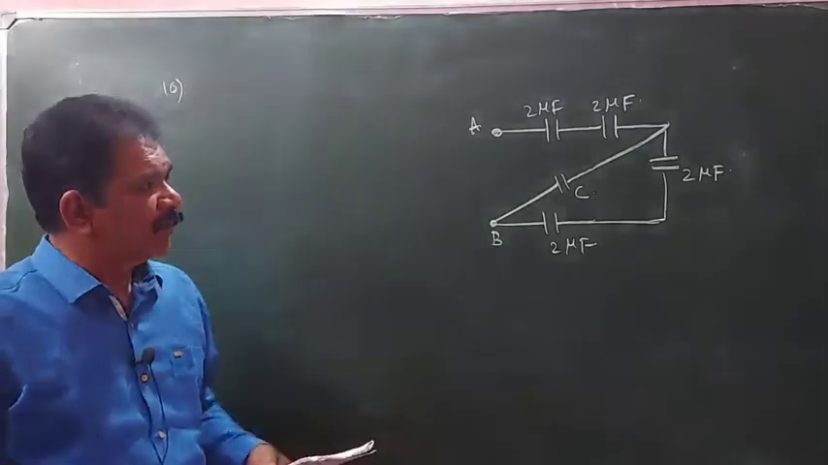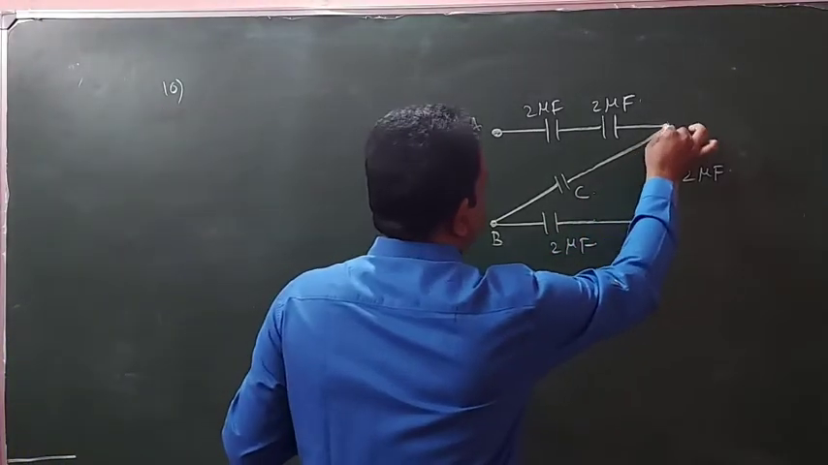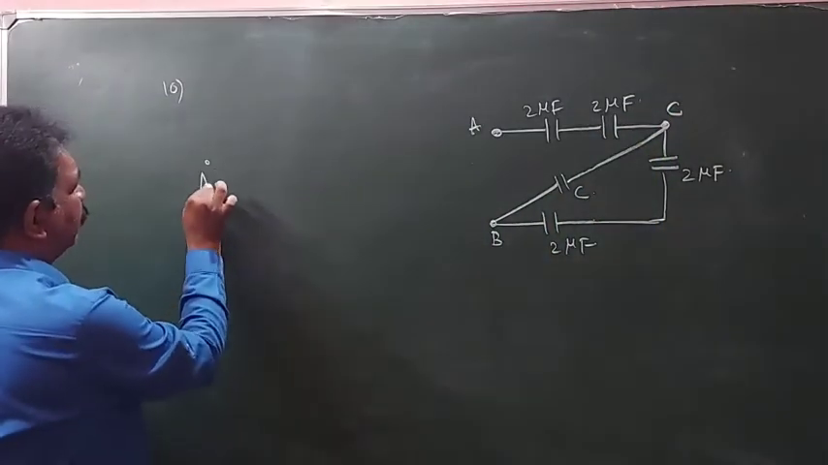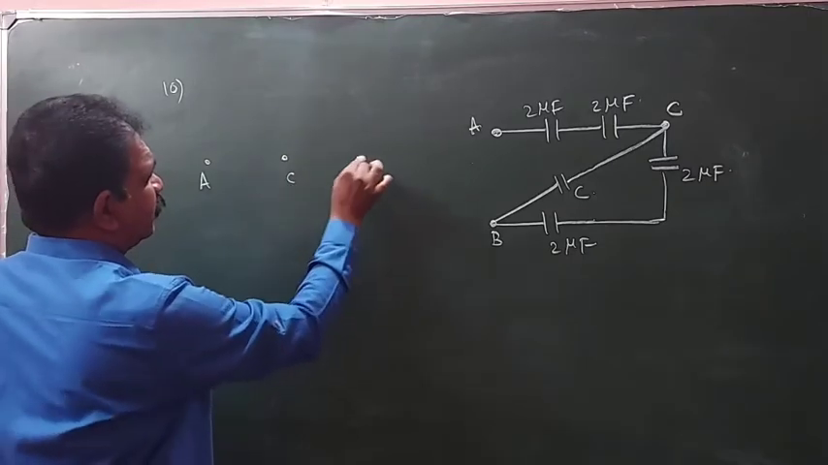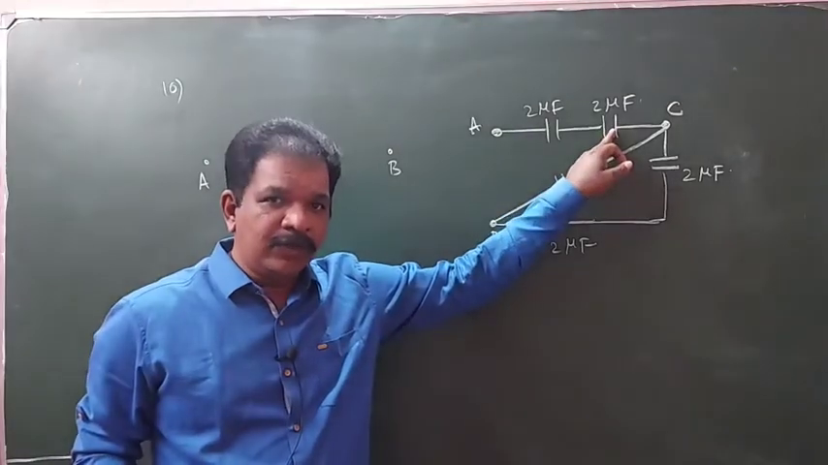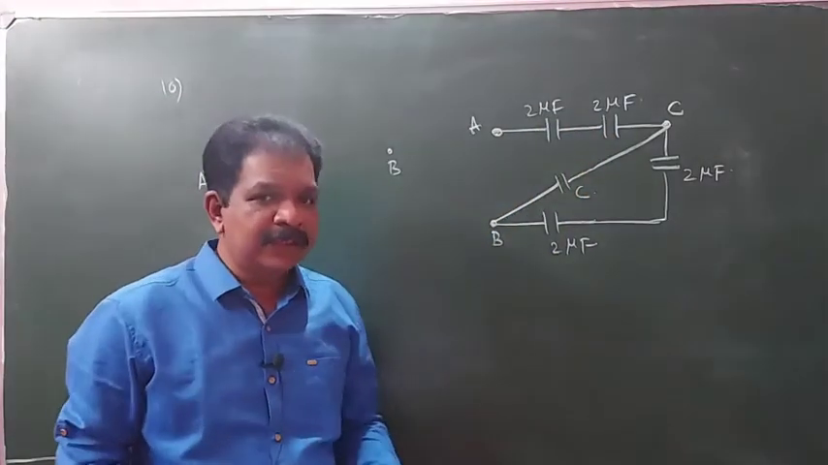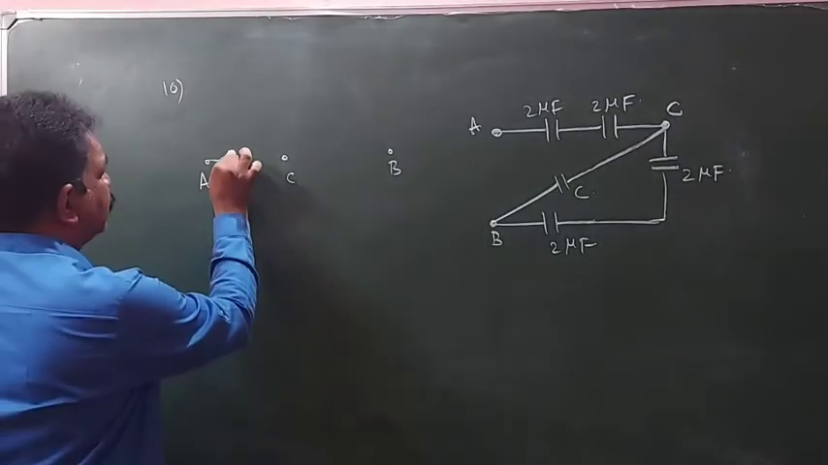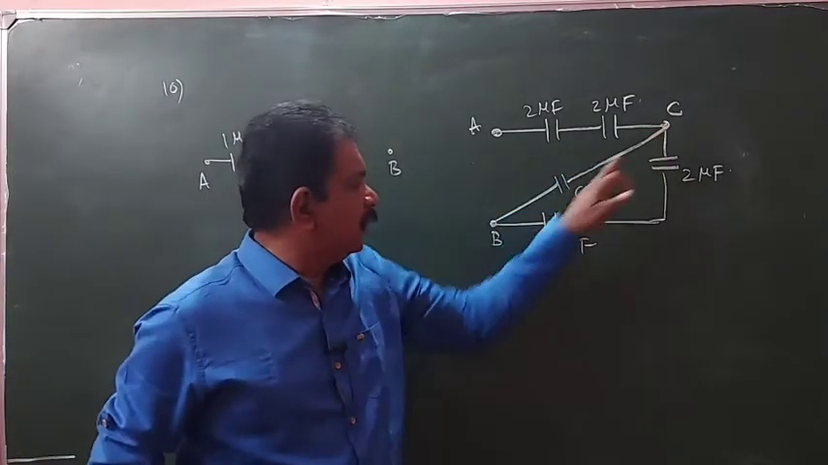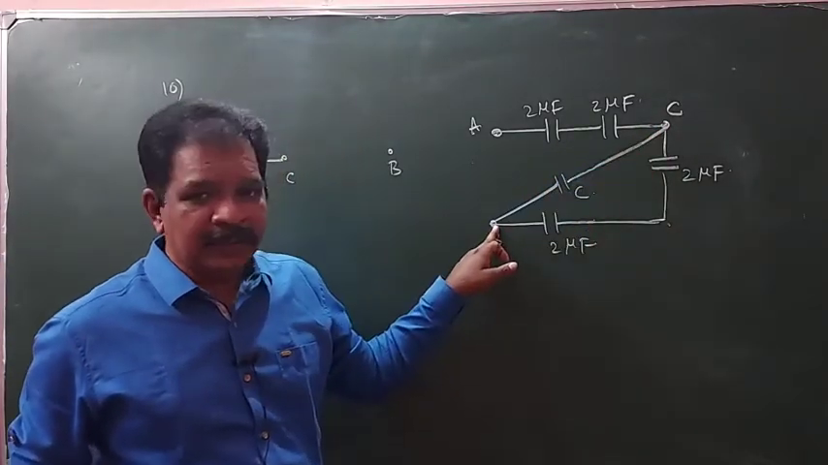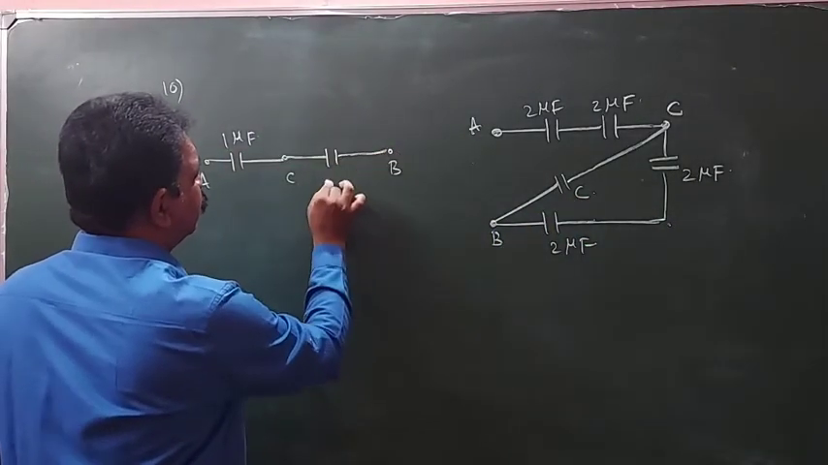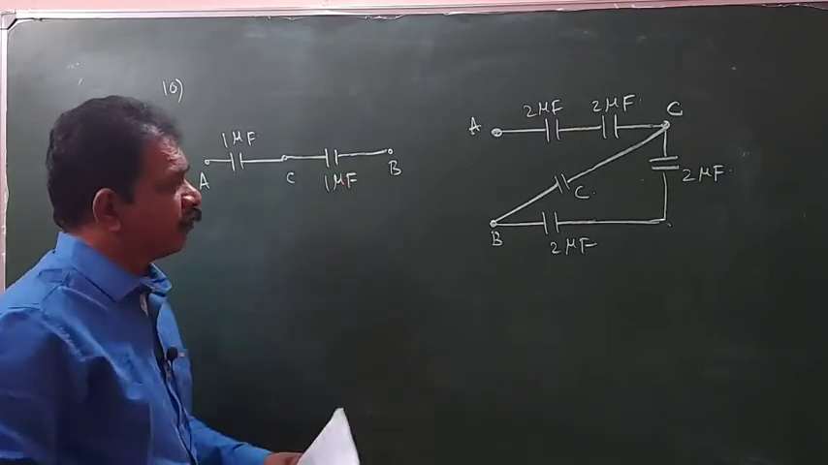I am redrawing the circuit like this. See here, I am writing C, A, here C, here B. A to B, 2 microfarad, 2 microfarad. These two are in series. Effective will be how much? 1 microfarad. C and B, these two will be in series, 2 microfarad, 2 microfarad. That will also be 1 microfarad.